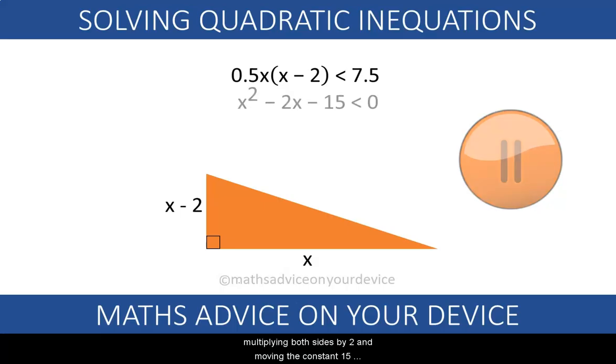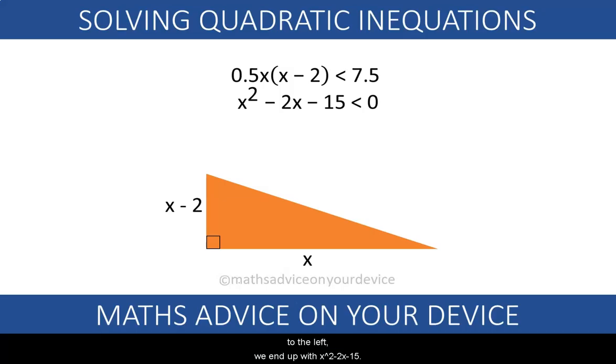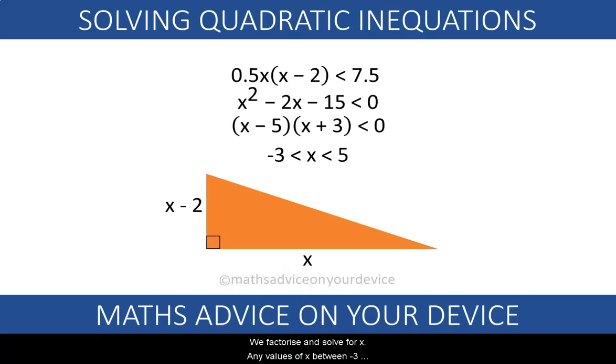Right, multiplying both sides by 2 and moving the constant 15 to the left, we end up with x squared minus 2x minus 15. We factorize and solve for x. Any values of x between negative 3 and 5.